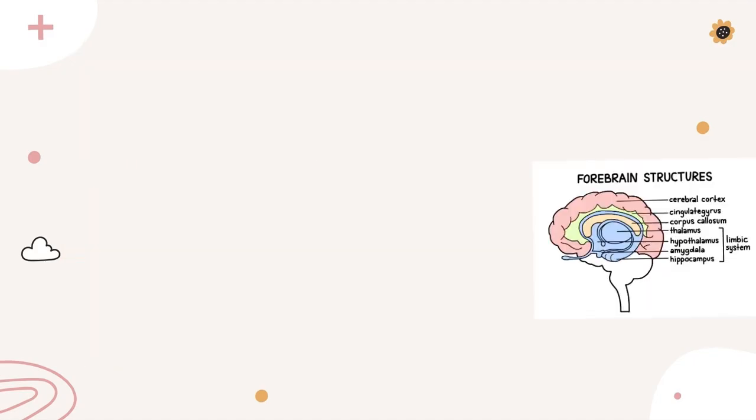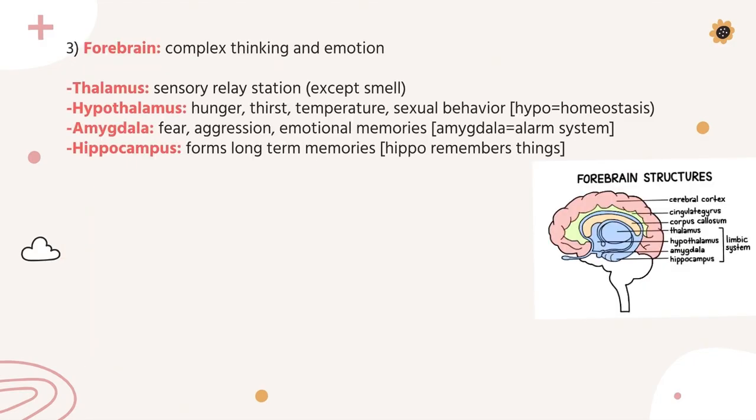Then is the forebrain, which is complex thinking and emotion. It has a thalamus, the sensory relay station. It has all the senses except for smell. The hypothalamus has hunger, thirst, temperature, and sexual behavior. Think hypo, like homeostasis.